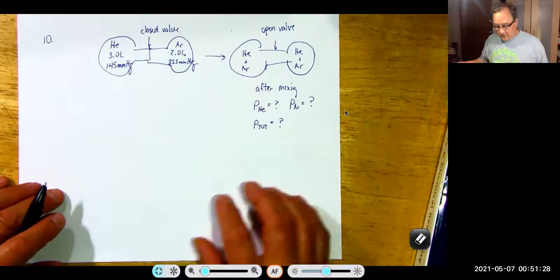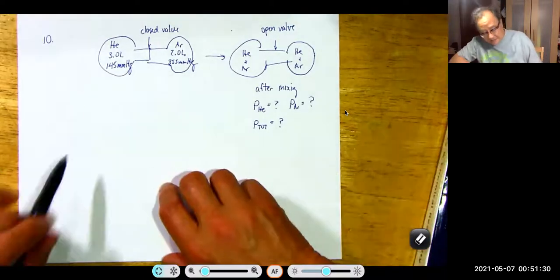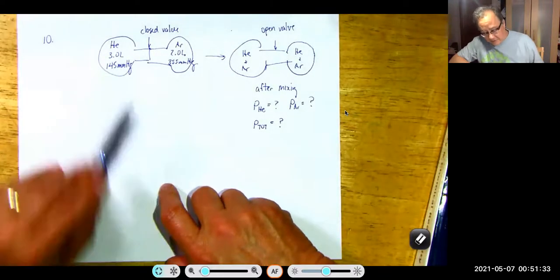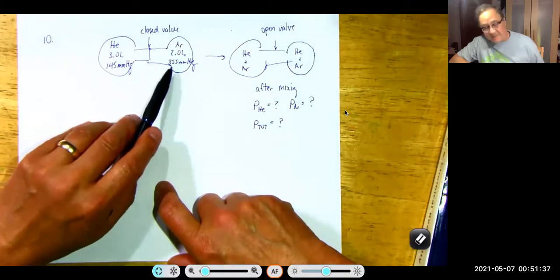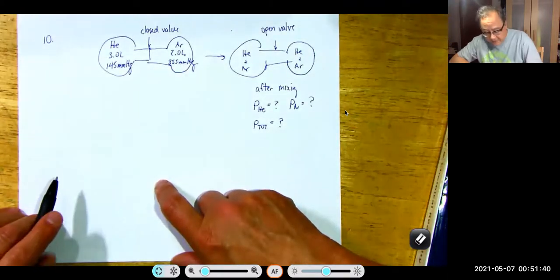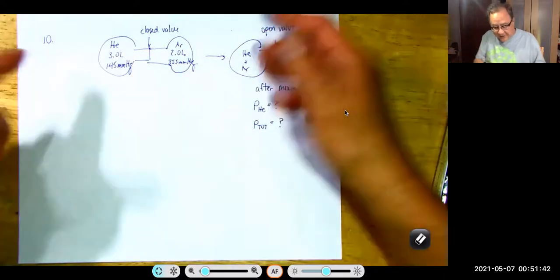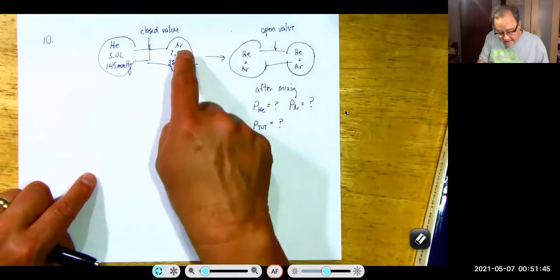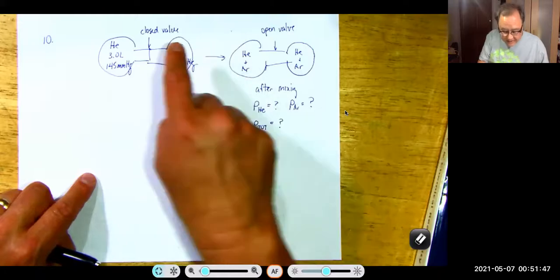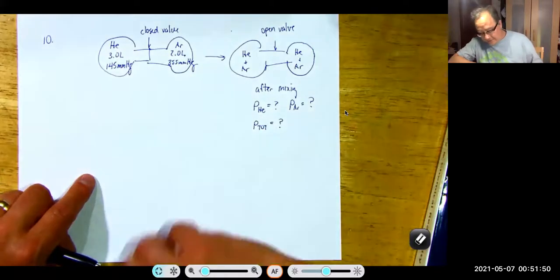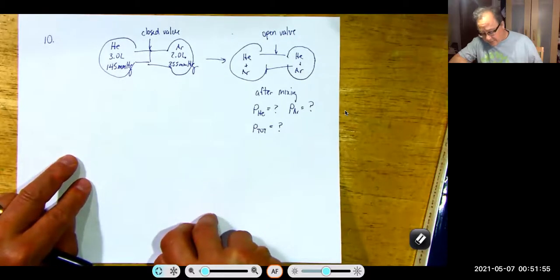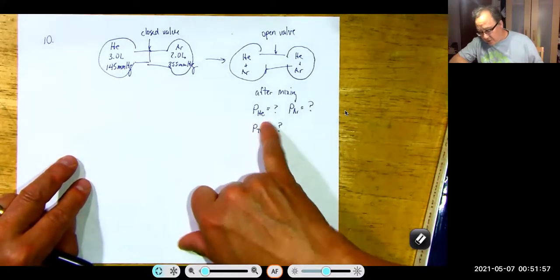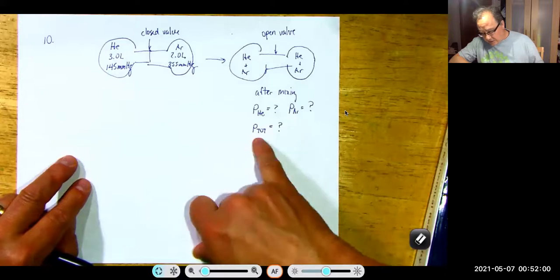Okay, 10 looks like a tough one. You've got a container of helium, 3 liters at 145 millimeters of mercury, separated from a container of argon that's 2 liters at 355 millimeters of mercury. When you open this valve up, the gas is mixed, so you get helium in this side and helium in this side, and argon in this side and argon in this side, like we show over here. So the question is, after you allow them to mix and equilibrate, what is the partial pressure of helium? What is the partial pressure of argon? And what is the pressure total?